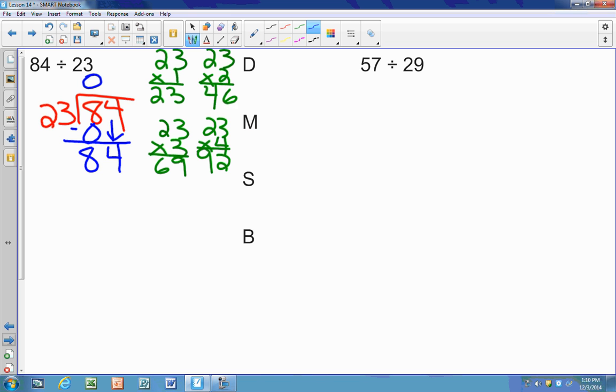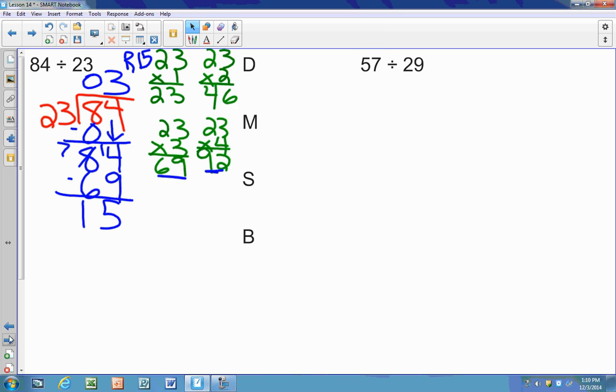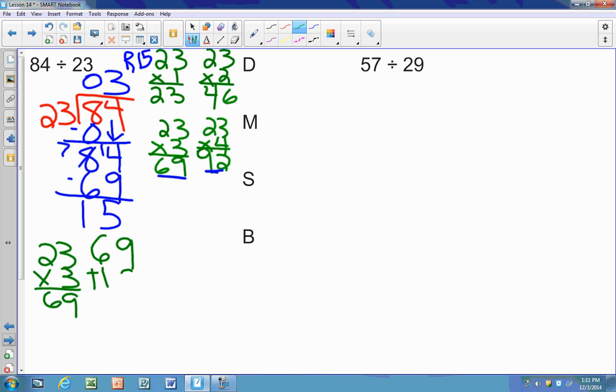Can 23 go into 84? Well, I look over here, 92 is too big, so it looks like it can go in 3 times, which is 69. And I can subtract, and I end up with 15, and I have 3 remainder 15. Now I'm going to do a check, just like I keep doing from before, and I'm going to take 23 times 3, and then I'm going to add my 15. And 84 down here matches the 84 up here, so I'm good.